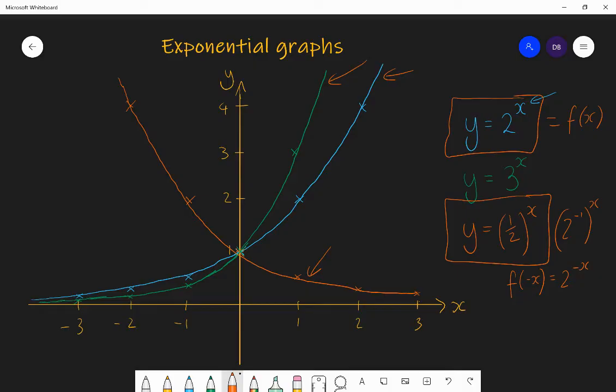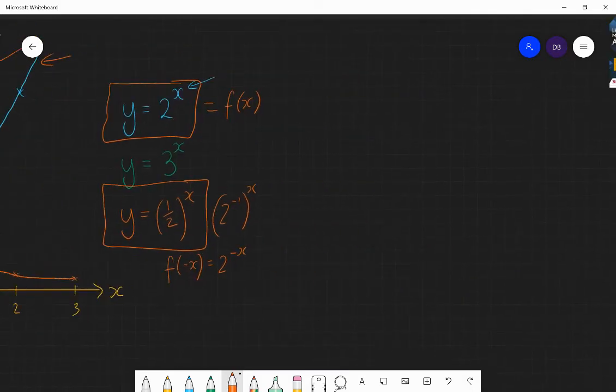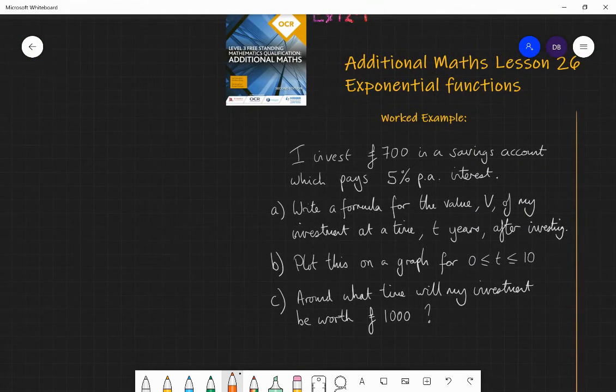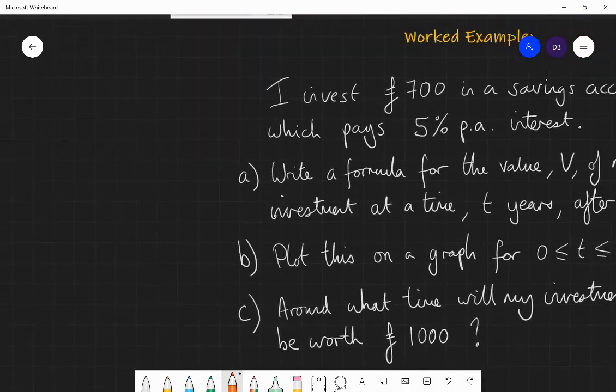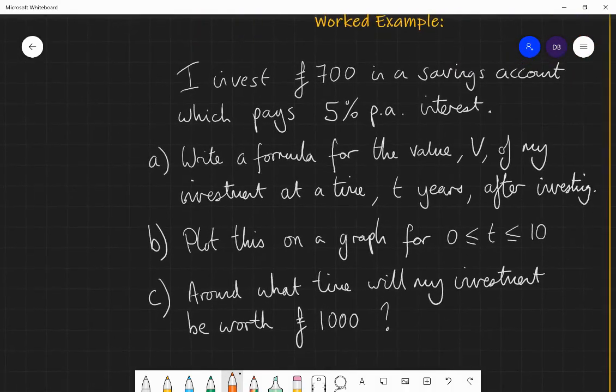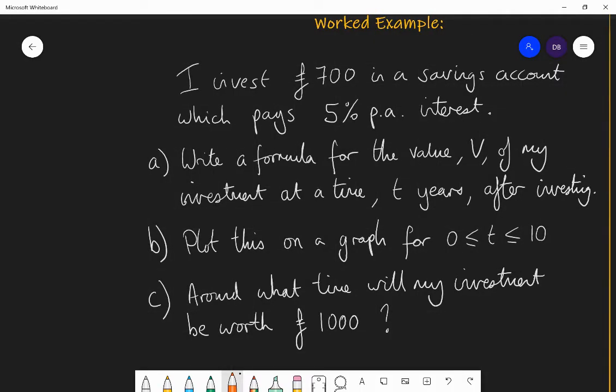So we're going to look at two specific exponential functions. One I'm going to go through, and the second one you're going to have a try. So first one, I invest £700 in a savings account. This savings account pays 5% PA interest. PA means per annum. So every year you get 5% increase on your investment as long as you don't spend any of the money. Okay. So we want to write a formula for the value V of the investment at a time t years after investing.